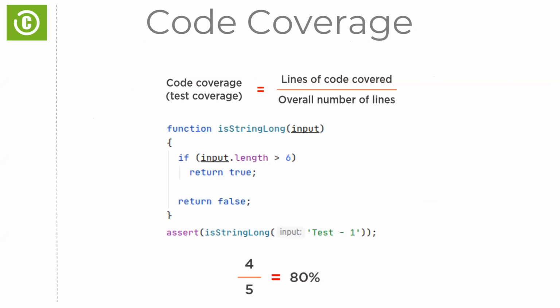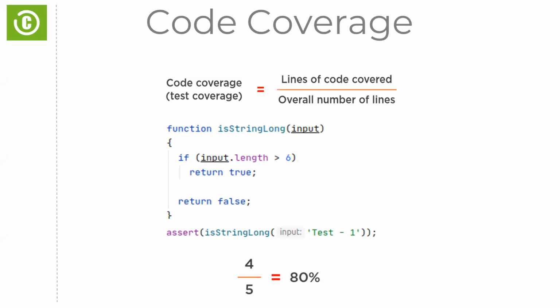There are two types of metrics. One is code coverage, another is branch coverage. So, code coverage. As you can see in the image, there's a formula for you. According to the formula, lines of code covered over the overall number of lines gives us the code coverage.